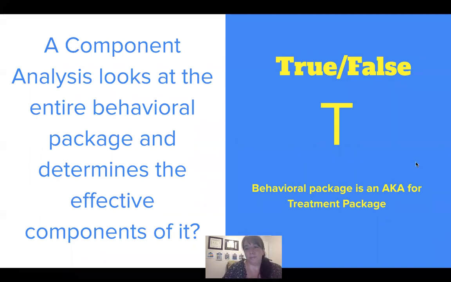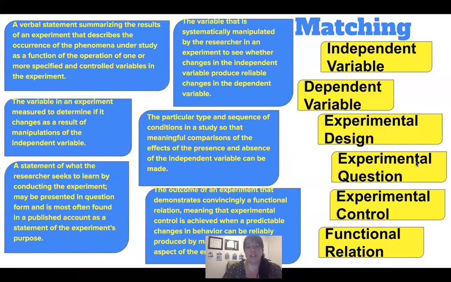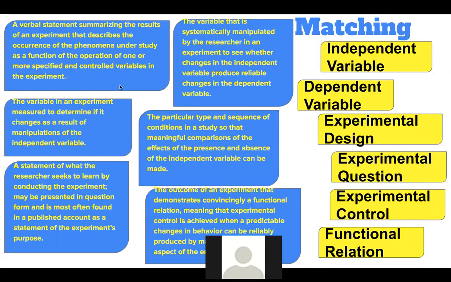Good job. True. All right, so we're going to do some matching, but this is vocab. I'm going to start at the top left corner. It's a lot of reading, so if you guys can help me out, that would be great. Someone read the top left definition. A verbal statement summarizing the results of an experiment that describes the occurrence of the phenomena under study as a function of the operation of one or more specified and controlled variables in the experiment. Woo, that's a mouthful. This is from the glossary of Cooper, okay? So what is that? Functional relation.